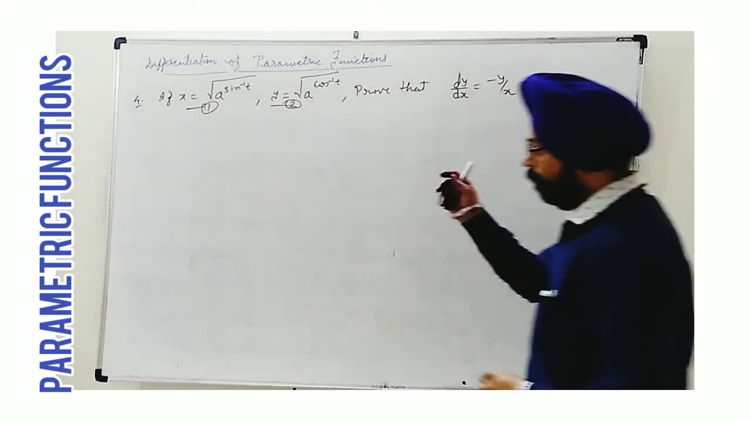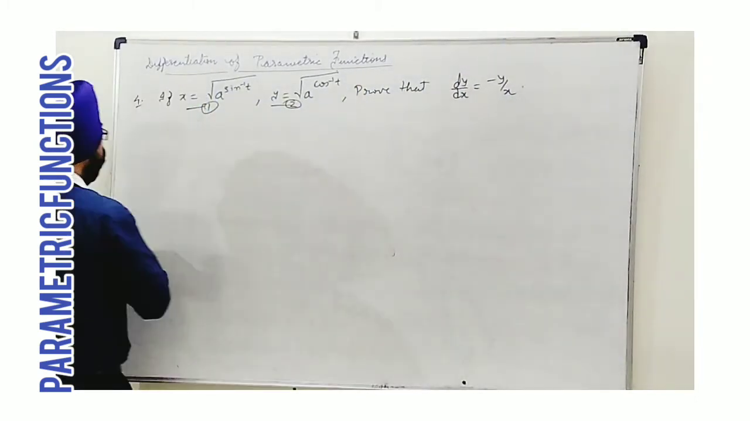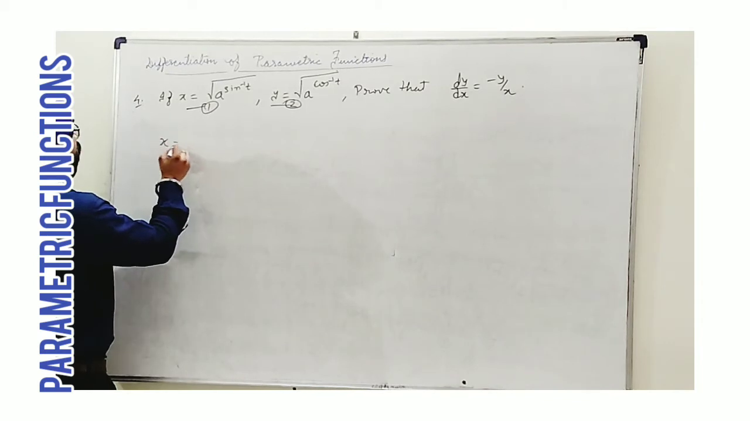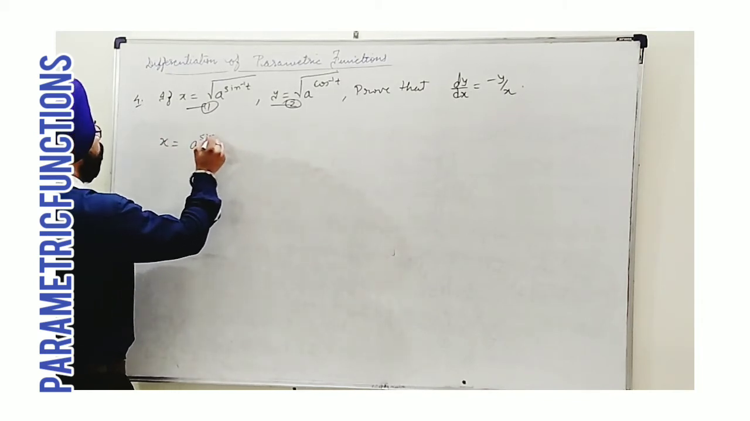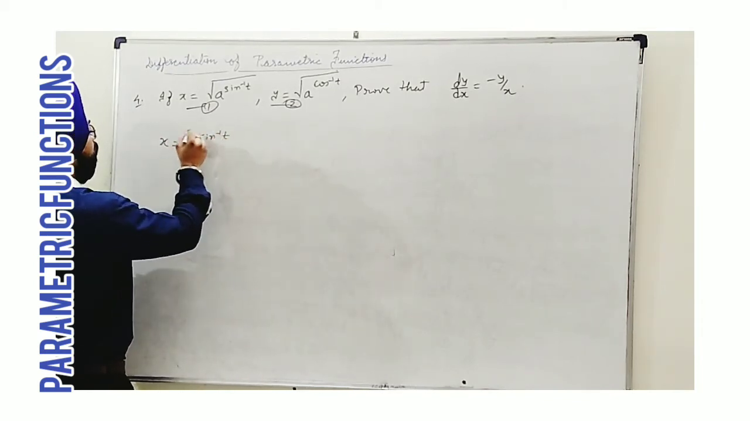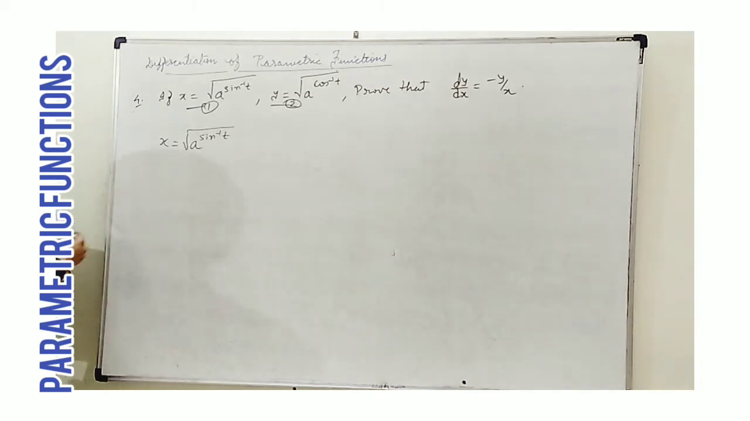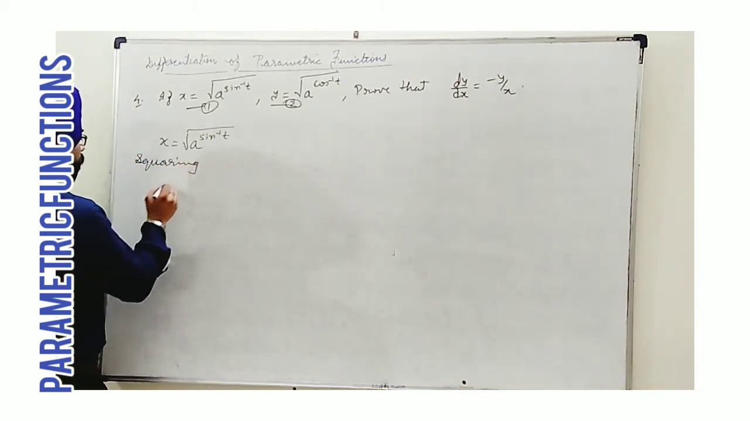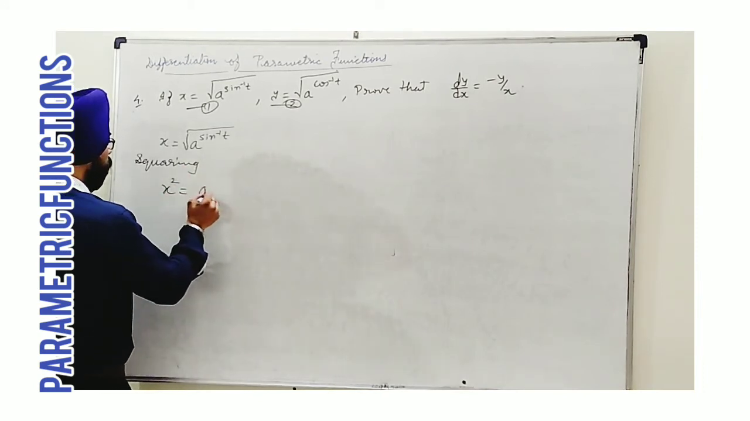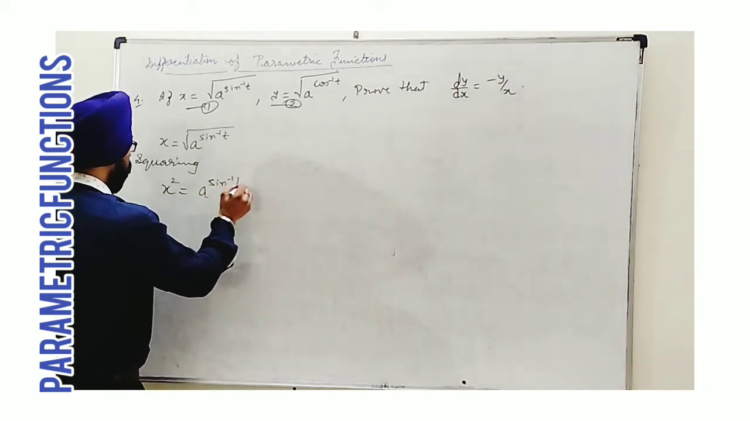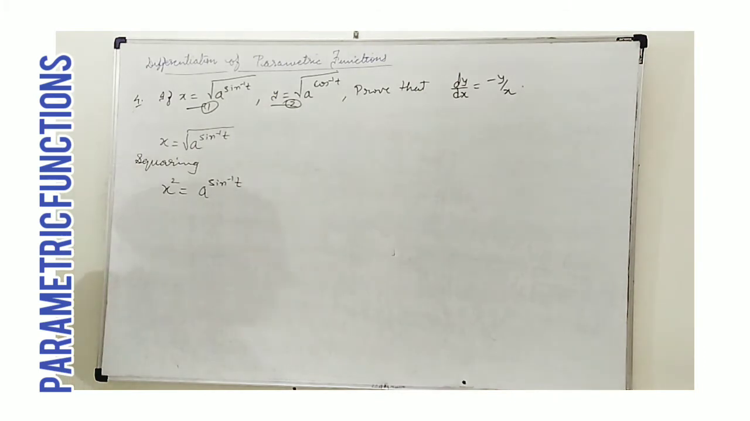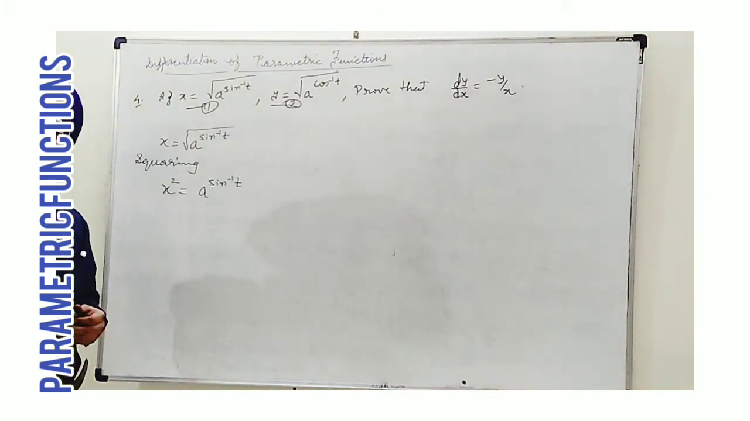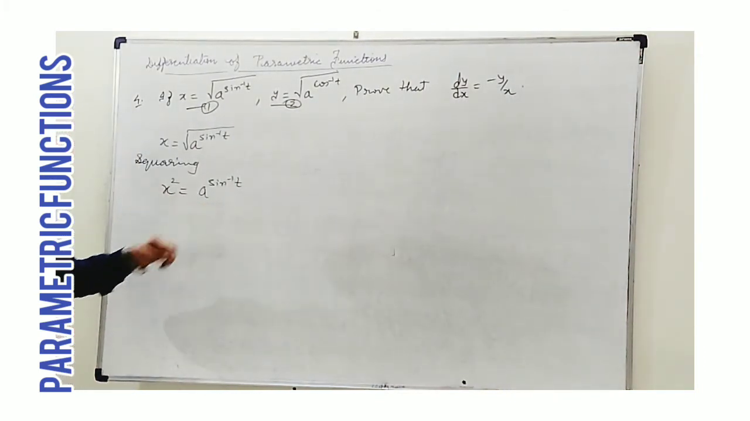Yes, first of all, write equation number 1 as it is. What manipulation can we do? First of all, this root can be eliminated by squaring. Squaring, we'll get x square is equal to a^(sin inverse t). Moreover, as this is an exponential function, we can take log both sides.